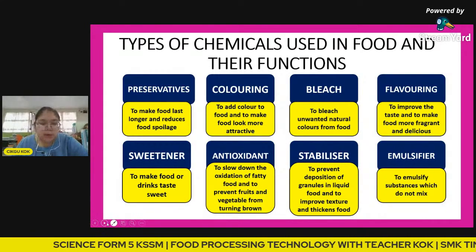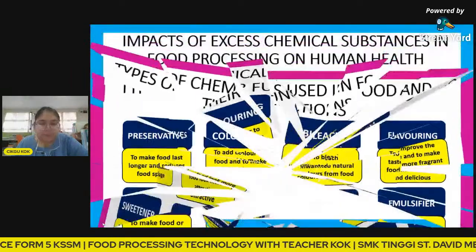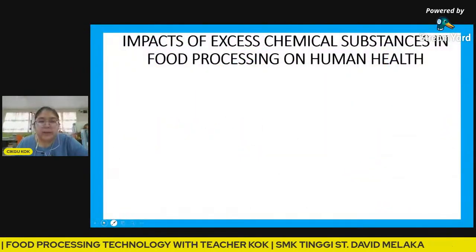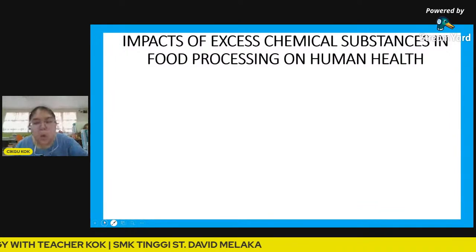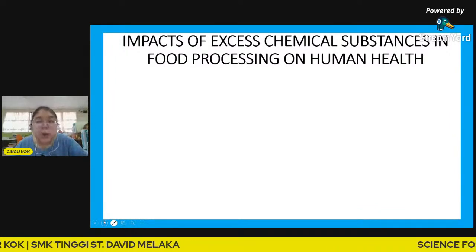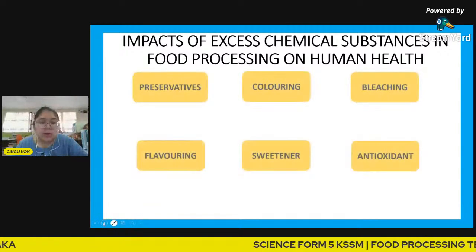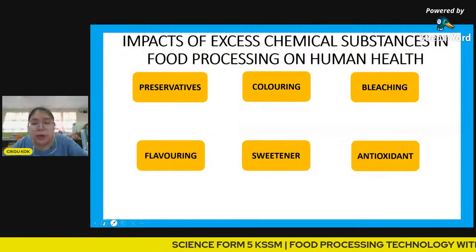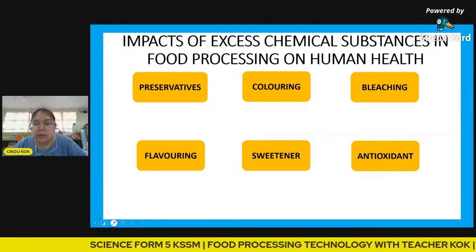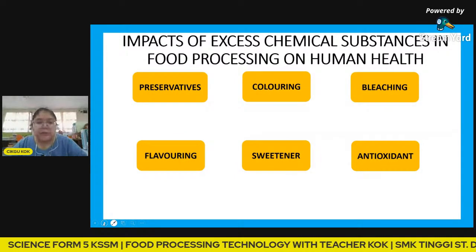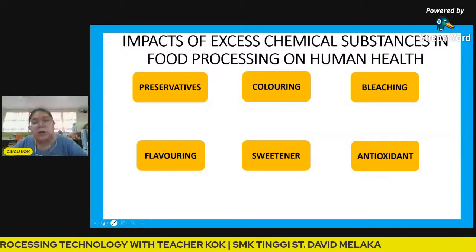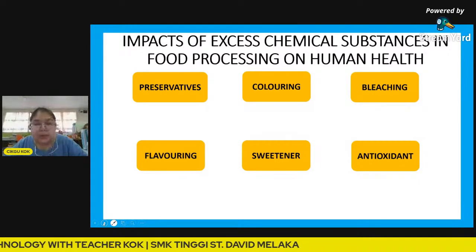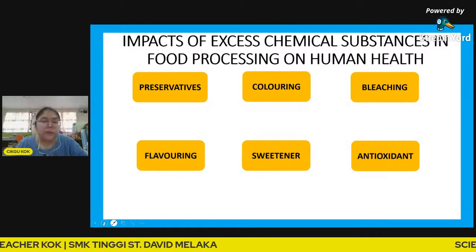Okay, then we go on to the next one. The next one is the impact of excessive chemicals. If you take more of all these chemicals, you see what happens to human health. We separate them into 6: preservative, coloring, bleaching, then flavoring, sweetener, and also antioxidant. If you overuse all these chemical substances, see what happens to your body.